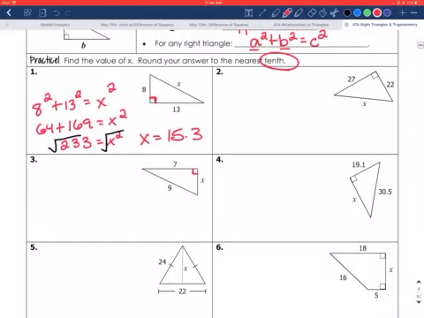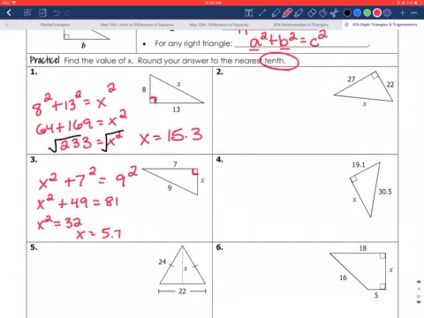Now, it's the same sort of thing when they ask you for a missing leg. So we see that we have x squared plus 7 squared equals 9 squared. Now they actually gave you the hypotenuse. Now there's two ways that you can do this, right? You could just do x squared plus 49 equals 81, and then just subtract 49 from 81, and that'll give you 32, square root both sides, 5.7. That's perfectly fine. But for some of you guys, I want you to understand that there's a shortcut, a faster way to do this, right?